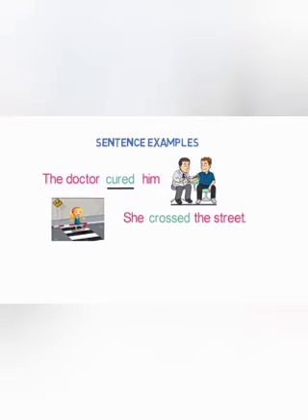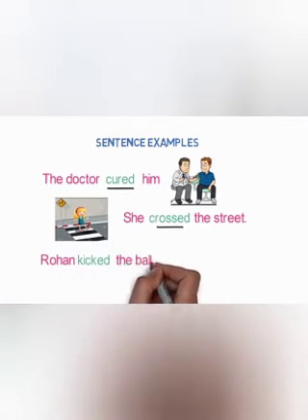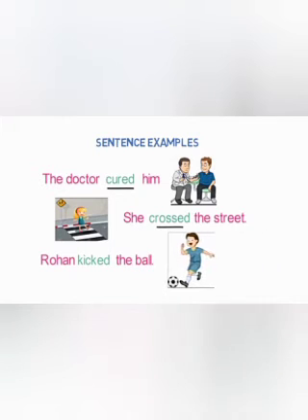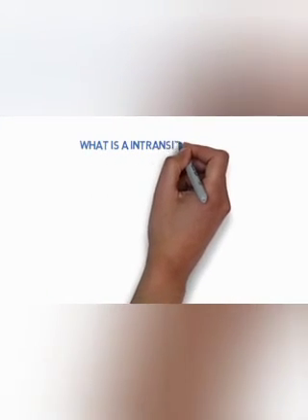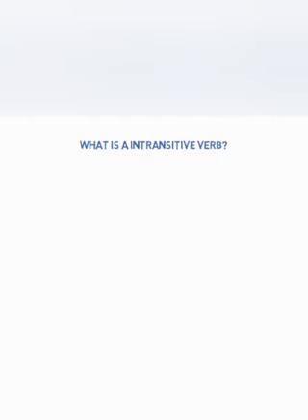Again, here we see she crossed the street. So here, crossed is the action and street is the object. So, crossed is the transitive verb. Now again, Rohan kicked the ball. Here, kicked is the action performed by Rohan, and ball is the direct object on which the action is being performed. So now that you have understood what a transitive verb is, let us now see what an intransitive verb is.